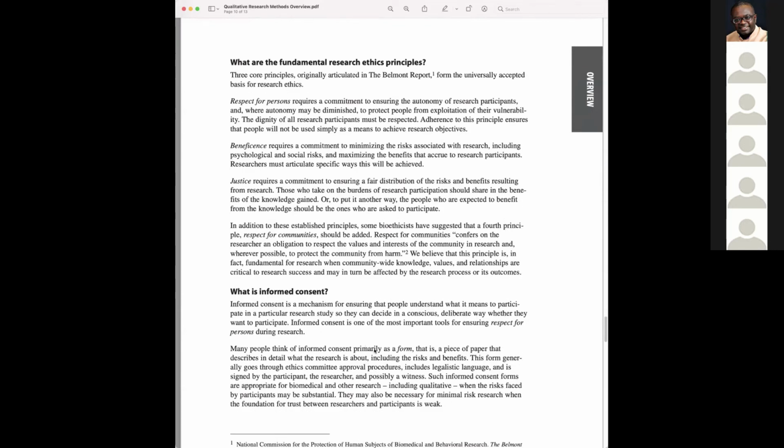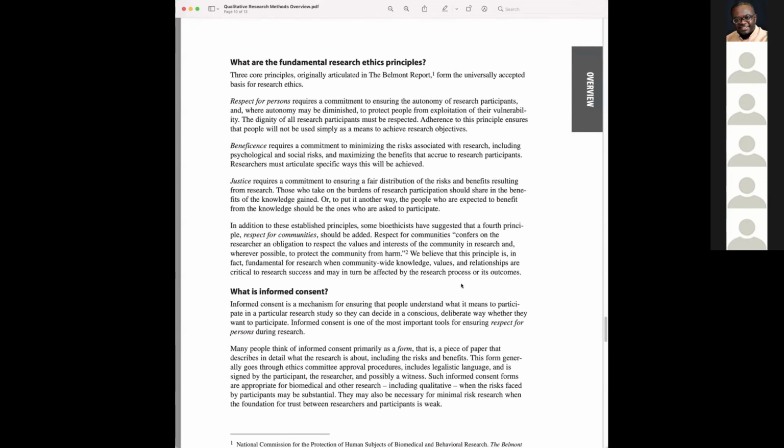Many people think of informed consent as a form, a piece of paper. That is true. I mentioned it myself, and that's what I've seen in model research. You provide the piece of paper with the risks and the benefits of participating in a study, and the people will just sign. But at least you have to let the people understand, to establish the trust between the two of you. Okay.